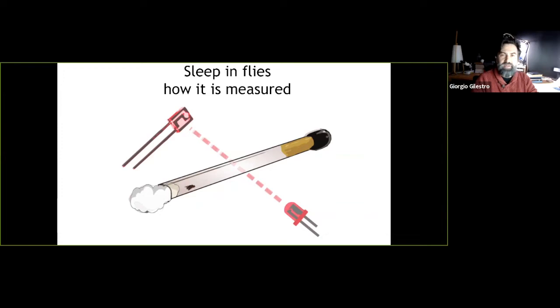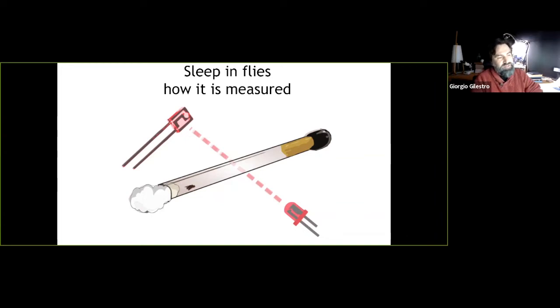any moment that the fly is spending away from the beam can be, in principle, misinterpreted as an excess of sleep. So if the fly is by the food, having a large consistent meal, or if the fly is by the cotton, thinking about life existence or whatever, then all this will be interpreted as sleep, while it's not.